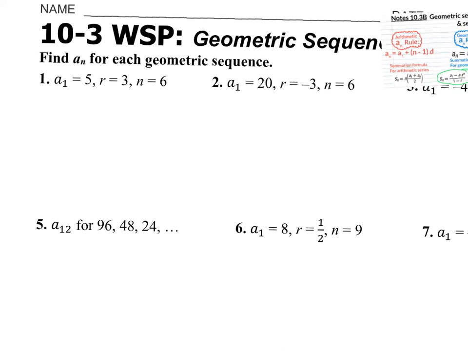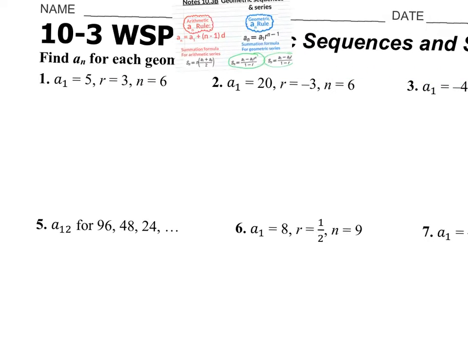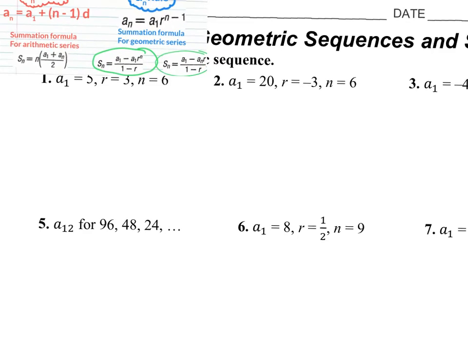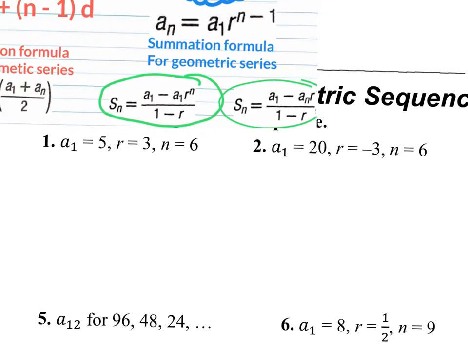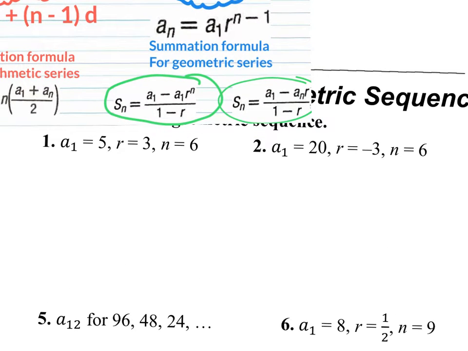Number one, they give you your first term on your list, they give you the common ratio, and they even give you n. So with that information, we could take a look at our homework here, or at our notes here, and they want a sub n, so we could use the a sub nth rule for the geometric sequence. A sub n, we don't know, a sub 1 is 5, r is 3, and n is 6. You just do that simple math, and you have your answer.